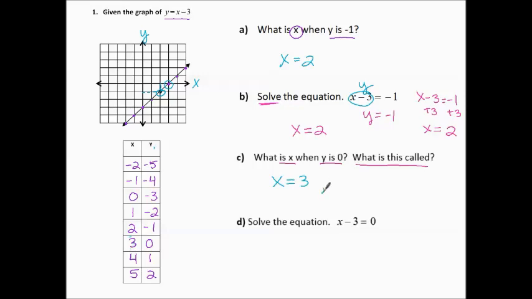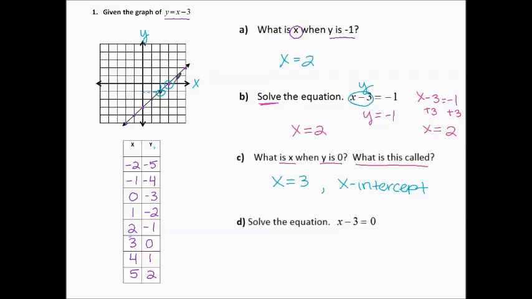We talked about this in one of our earlier lessons. What is this called when y is 0? When I'm on this axis, well, I take a look, I'm on the x-axis, so this is called the x-intercept. When y is 0, that's my x-intercept. I am on the x-axis.